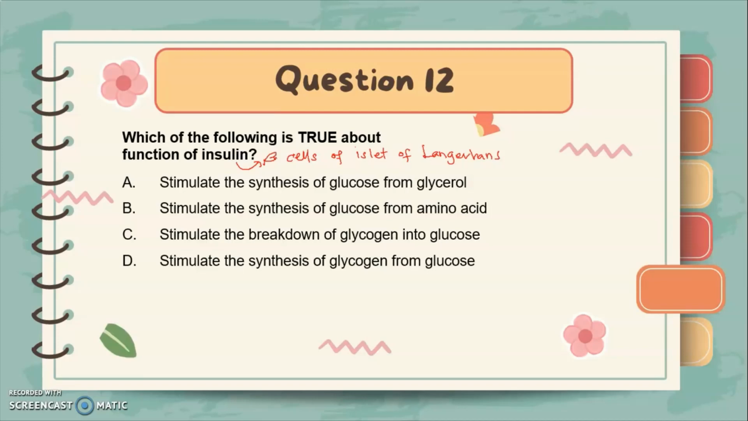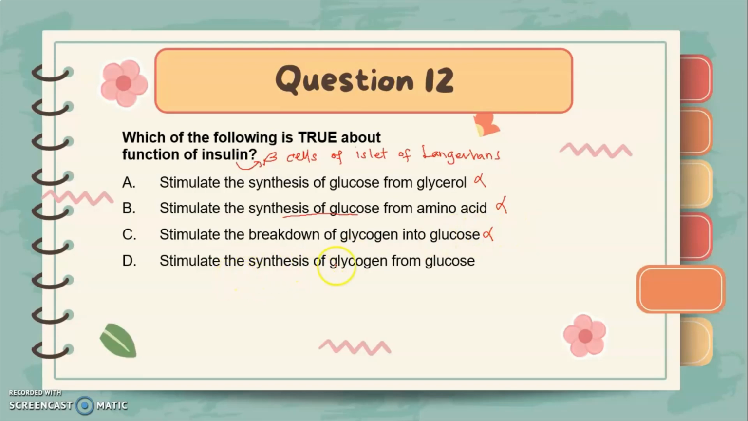So kita tengok di sini, untuk A, stimulate the synthesis of glucose from glycerol. The synthesis of glucose. So sekarang ni kita nak turunkan glucose tu. So kalau glucose tu terhasil, maka glucose tu akan jadi lebih tinggi lah. So salah lah statement A. Okay. Stimulate the synthesis of glucose from amino acid. Sama juga untuk penghasilan glucose. Salah. Kita insulin ini secreted apabila blood glucose level tu tinggi. Right. So now kita nak turunkan blood glucose level tu. Okay. Stimulate the breakdown of glycogen into glucose. Okay, so ni pun salah lah. Maksudnya breakdown of glycogen into glucose.